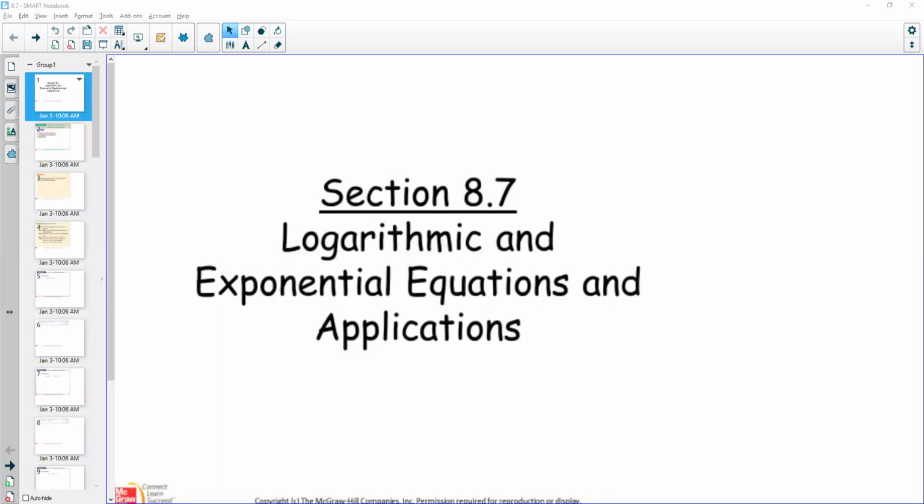Hi everybody, this is section 8.7. This is log and exponential equations and applications. This is going to be sort of the longer section in this chapter, but it is the last one in this chapter. There's only one section to go after this, and that is from chapter 4. So this is the last section in chapter 8.